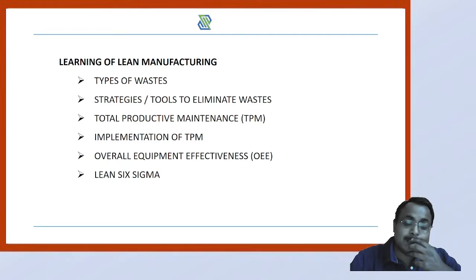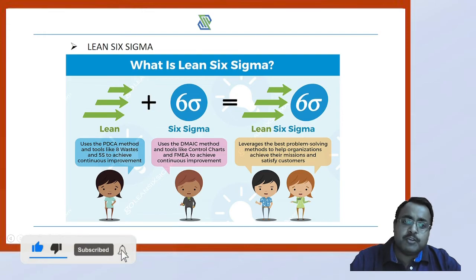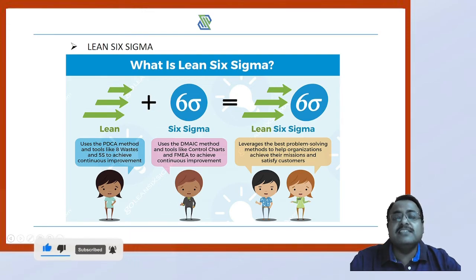Then the last is lean six sigma. You must have heard of six sigma, what six sigma is. But when we talk about lean six sigma, this six sigma is associated with the concept of lean. So then it is called lean six sigma. Let's see what lean six sigma is. Lean six sigma is like this. There is a lean concept. You practice the lean concept, and then you have six sigma fundamentals and six sigma utility. When you club it, then it is called lean six sigma.